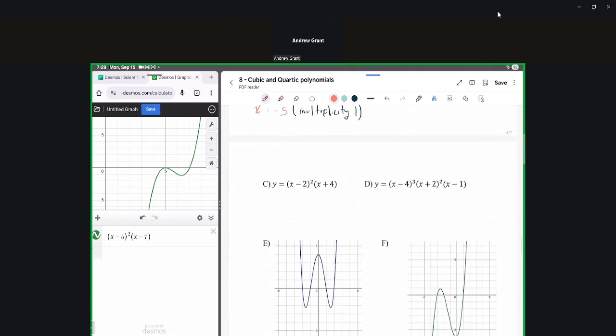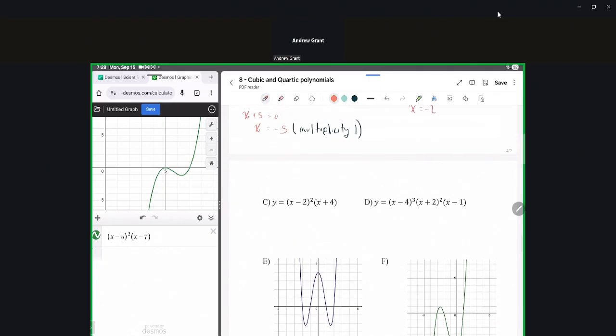What about letter C? We have y is equal to x minus 2 squared times x plus 1. So here I have x minus 2 equals 0, so x is equal to 2 is one of our answers, but afterwards we'll write the term multiplicity 2 because there's a 2 up there. And in fact, I'm going to color code this for us.